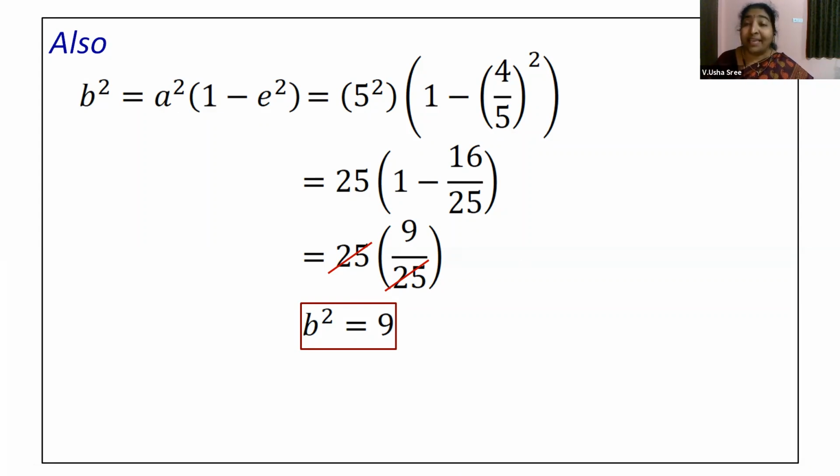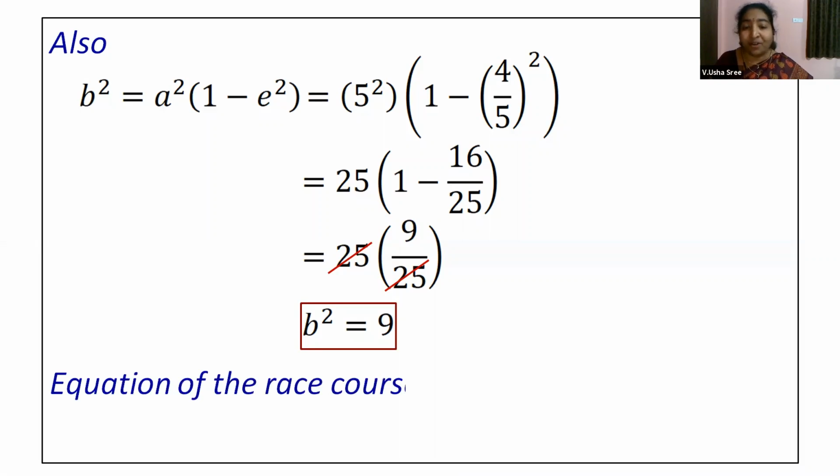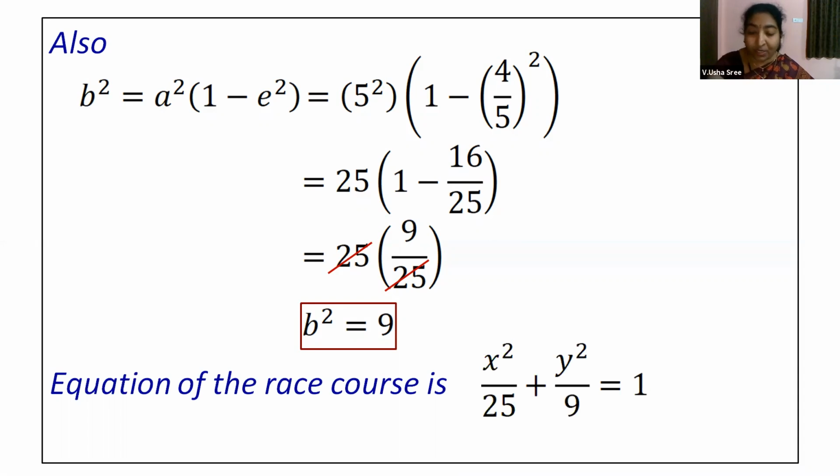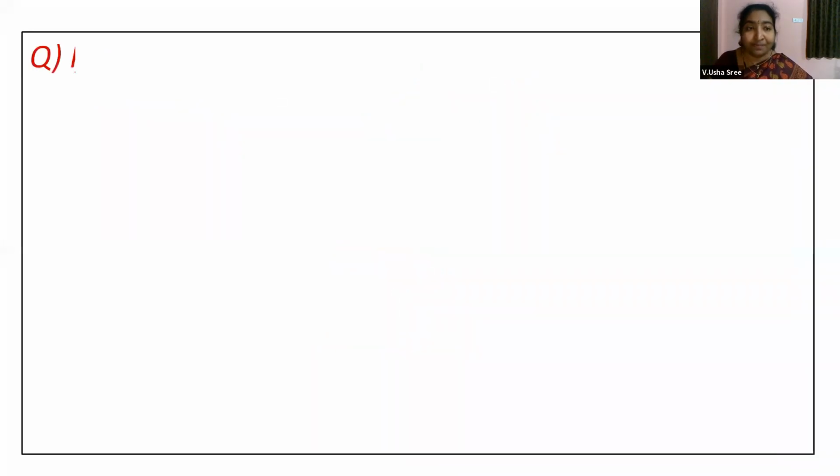Now, the equation of the race course we are giving, which is in the form of an ellipse. Now we know what is A square and B square. So equation of the race course is x square by 25 plus y square by 9 is equal to 1. Right?